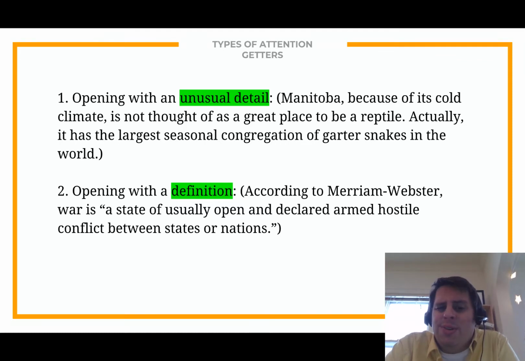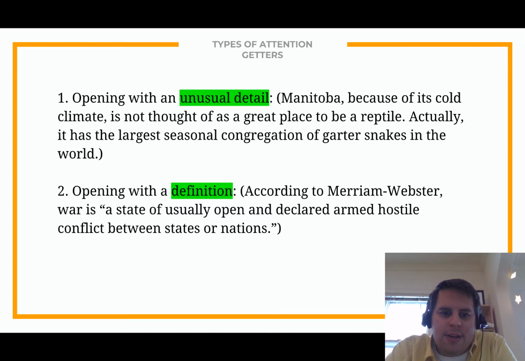Now, that's an unusual detail. I'm sure this person wasn't writing about their rings of culture. They were probably writing about snakes or maybe about Manitoba or something else. But I'm interested. I'm intrigued. This is weird, and I want to kind of read on. That's what your attention getter should do. It should get people to want to read on in your essay. So that's the first one.